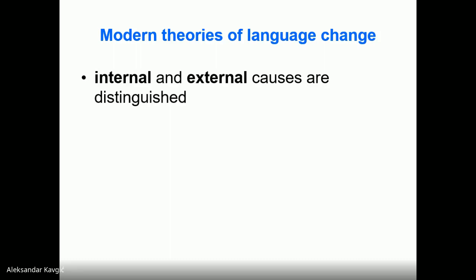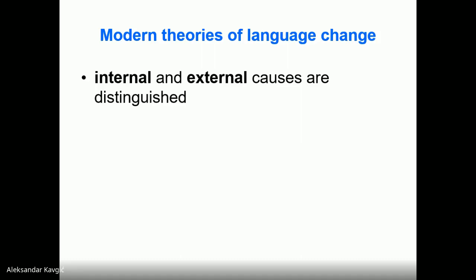Internal causes are, for example, physiological changes in the speech apparatus, which does not happen very often. Humans do not evolve so rapidly. But most internal causes are cognitive or psychological. So this is what we mentioned, that young people innovate, then young people have kids of their own, and those kids acquire the new innovative forms of their parents.